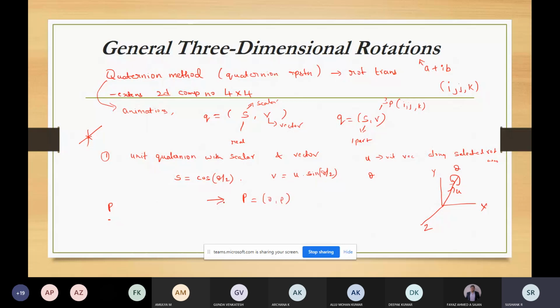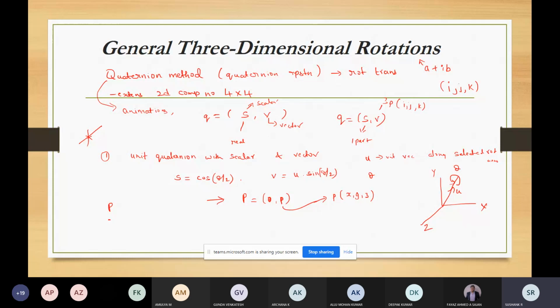So there is some point P that is to be rotated about this quaternion, and that can be represented in quaternion notation as P is equal to 0 comma P, where 0 is the scalar and the vector part of the point P is given by x comma y comma z.